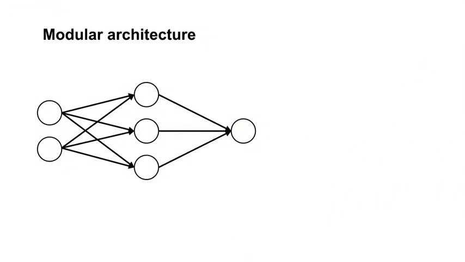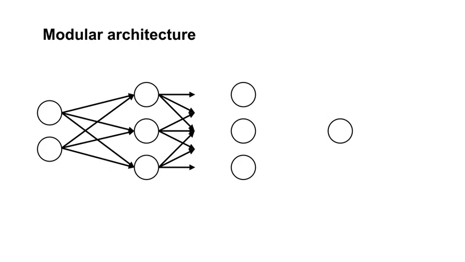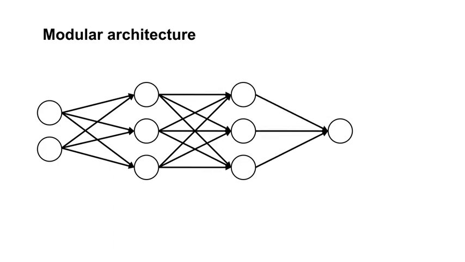We can view a neural network as being a modular system, where each layer is a module. We can add and remove layers, and we can change the types of layers that we use. The depth of the network is defined by the number of hidden layers in the network.